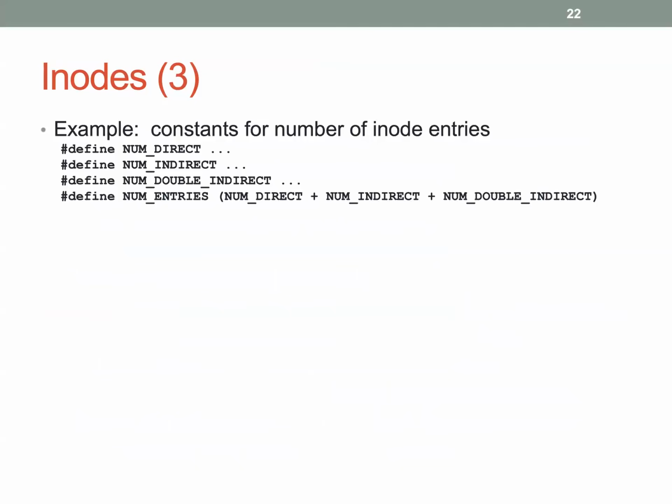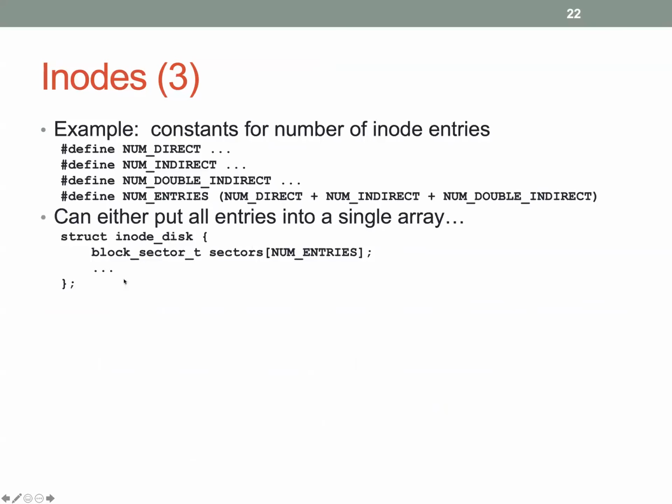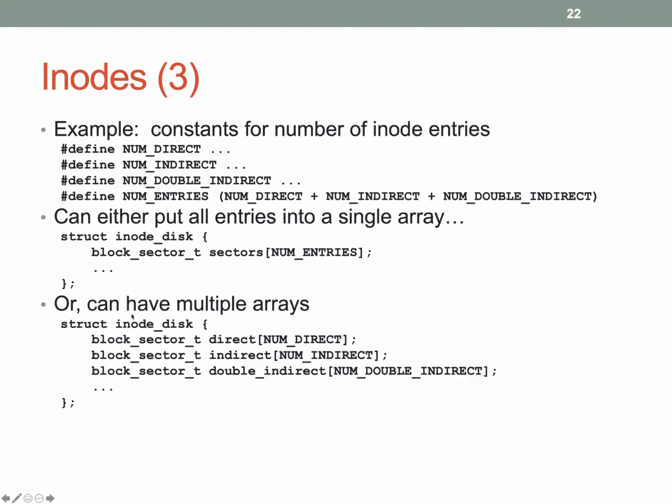Okay, let's see. So here's some examples. How many direct block entries do you have? How many single indirect entries do you have? How many double indirect entries do you have? And then your total number of entries is just those things added together. And then you could either have everything in a single array, sectors, num entries. So this is the contents of the file in your Inode disk. Or you could have multiple arrays, something like this.